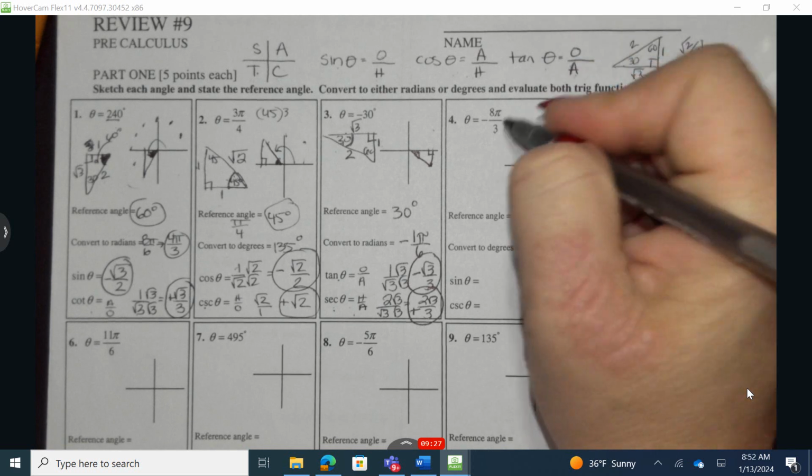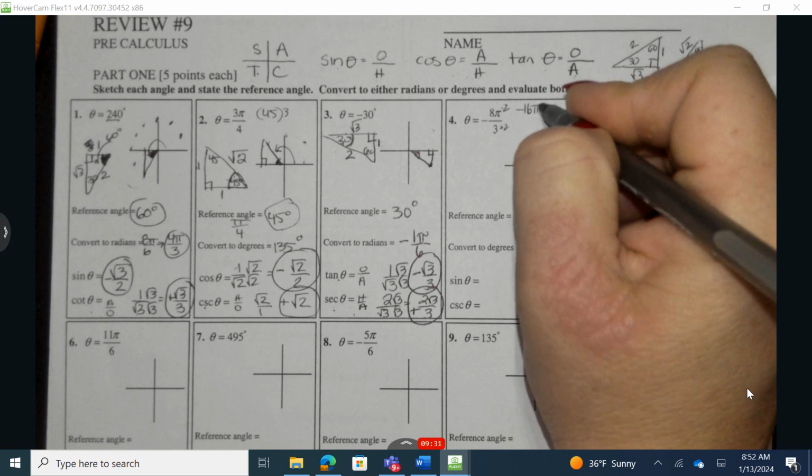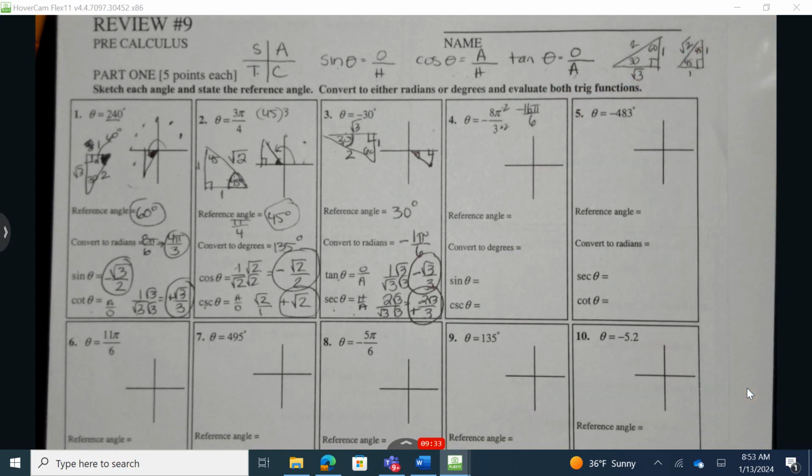Looking at number 4. So it's going by 3s. I want to turn this into a 6. So I have negative 16 pi over 6. So I'm going to count backwards in increments of 30 degrees.